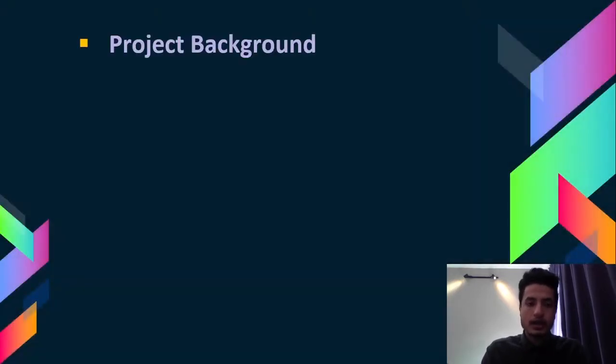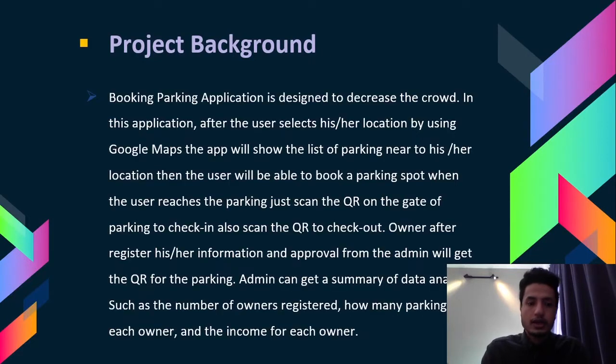I will start with the project background. The booking parking application is designed to decrease the crowd. In this application, after the user selects his or her location using Google Map, the app will show the list of parking near to that location. Then the user will be able to book a parking spot. When the user reaches the parking, just scan the QR on the gate of the parking to check in, and also scan the QR to check out.